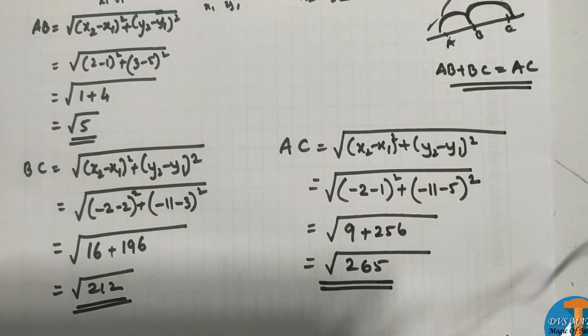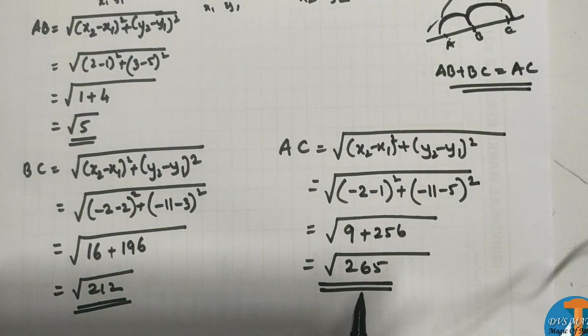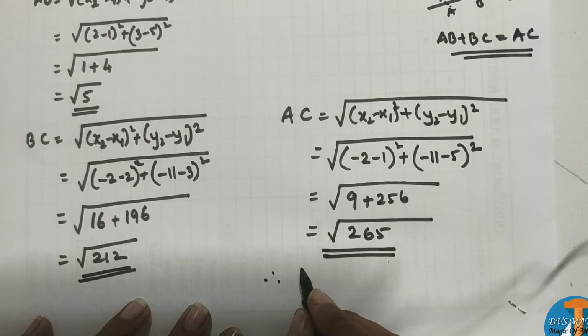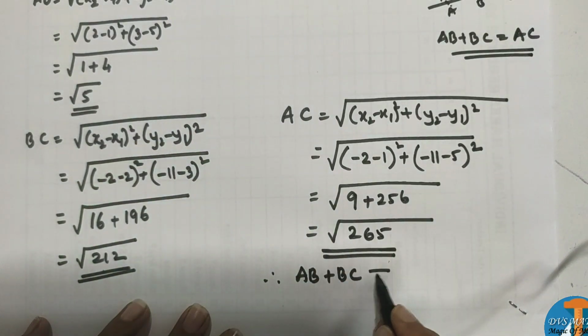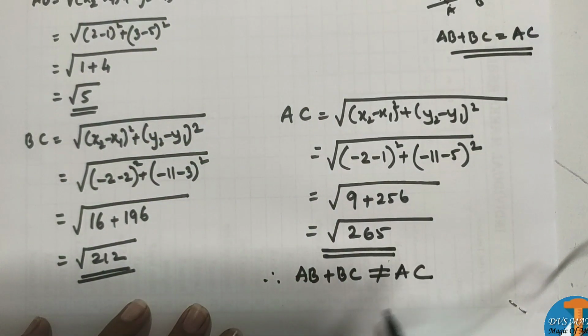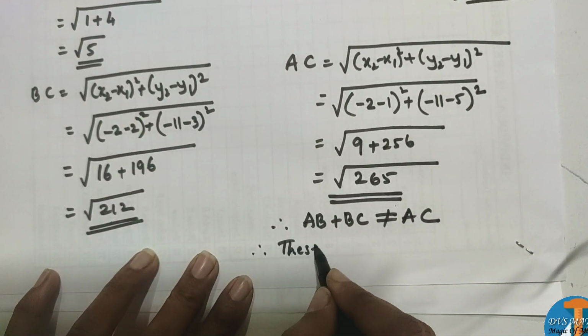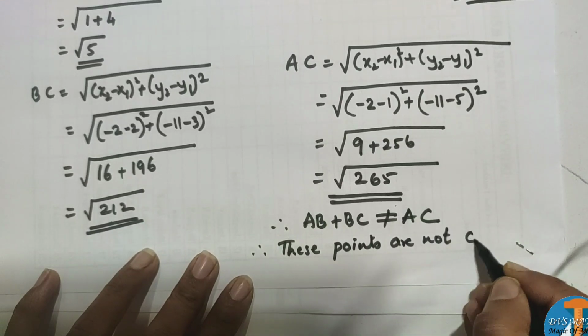265. ಈಗ ನೋಡ್ಕೊಂಡು ಬನ್ನಿ, ಇಲ್ಲಿ √5 ಇದೆ, ಇಲ್ಲಿ √212 ಇದೆ, √265. ಇವೆರಡನ್ನು ಆ್ಯಡ್ ಮಾಡಿದ್ರೆ therefore ನೋಡ್ಕೊಳ್ಳಿ, ಇಲ್ಲಿ ಎ ಬಿ ಪ್ಲಸ್ ಬಿ ಸಿ. ಎ ಬಿ ಪ್ಲಸ್ ಬಿ ಸಿ ಅಂದರೆ ಇವೆರಡನ್ನು ಆ್ಯಡ್ ಮಾಡಿದ್ರೆ ನಮ್ಗೆ 265ಗೆ ಆಗಲ್ಲ. ಸೊ ಇಟ್ ಇಸ್ ನಾಟ್ ಈಕ್ವಲ್ ಟು ಎ ಸಿ. Therefore these points are not collinear.